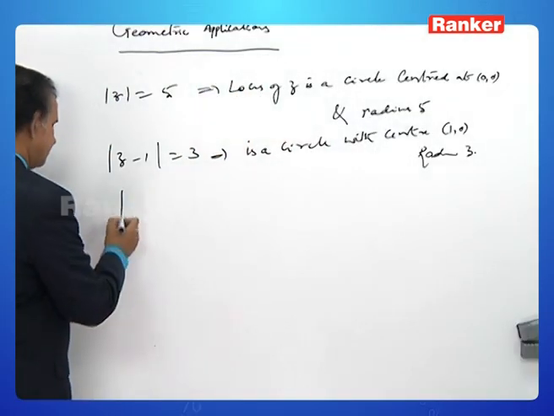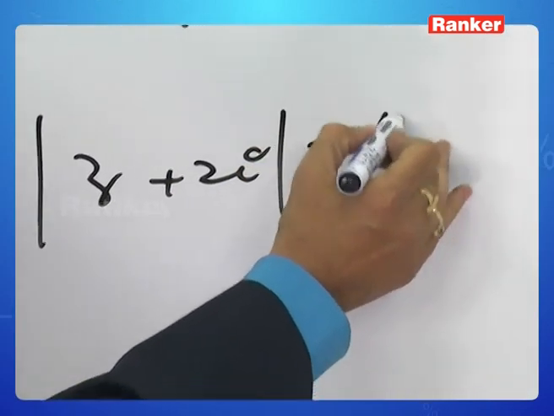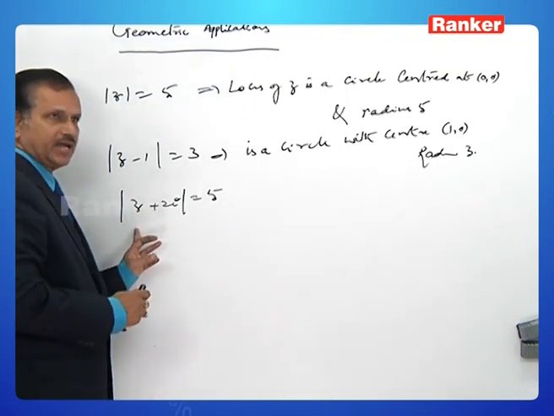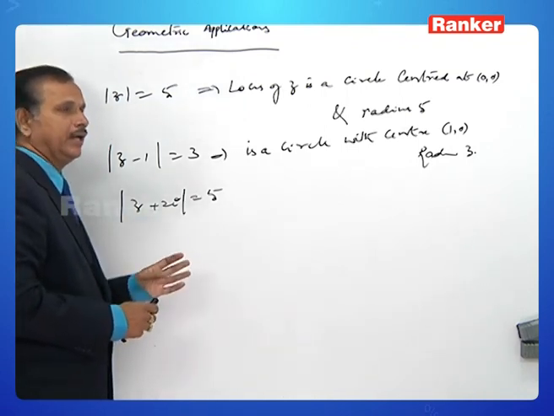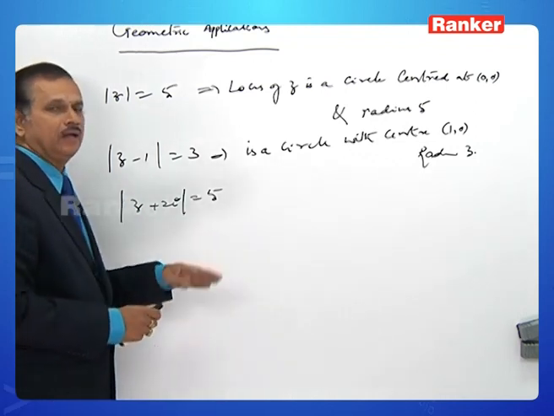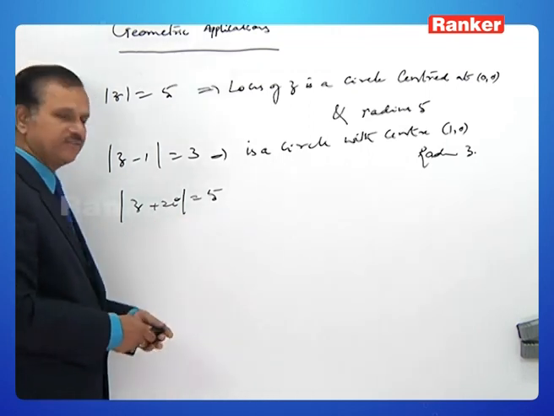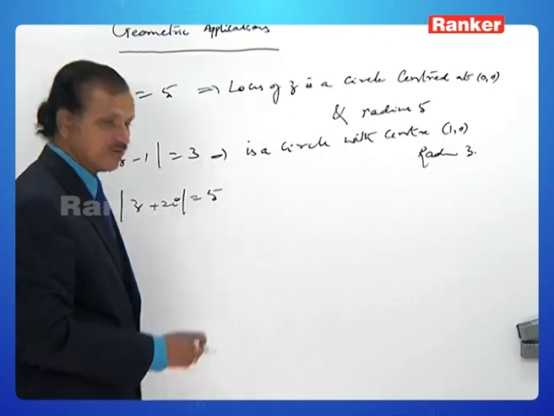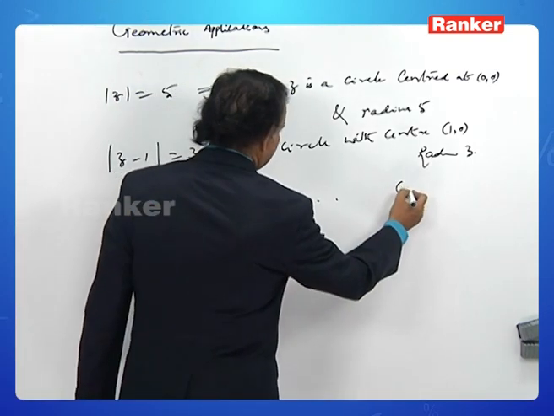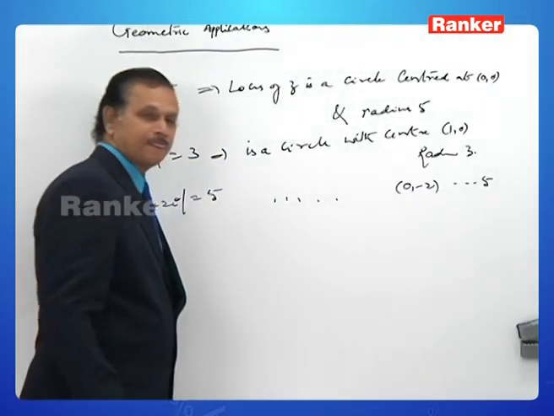What is the locus of z such that modulus of z plus 2i is equal to 5? Now imagine z plus 2i: x plus iy plus 2i means x plus (y plus 2) into i. Modulus means x square plus (y plus 2) whole square is equal to 25. So again this is a circle with center 0 comma minus 2 and radius 5.